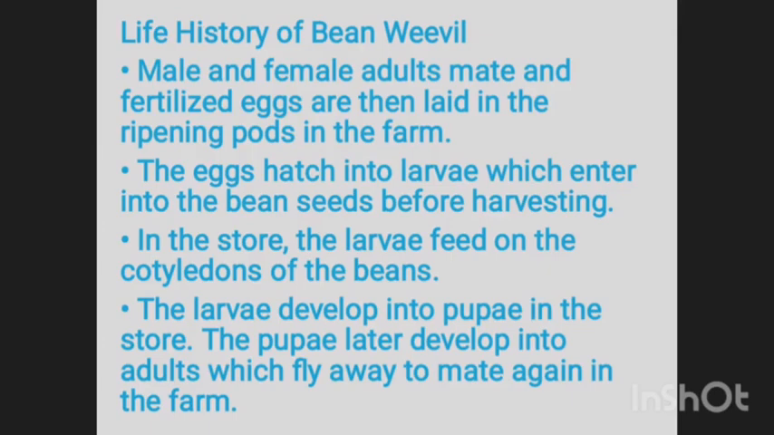thereby reducing the ability of the beans to germinate. As they continue feeding, the larvae develop into pupae in the store, and the pupae later develop into adults, which fly away to mate again in the farm to repeat the cycle.